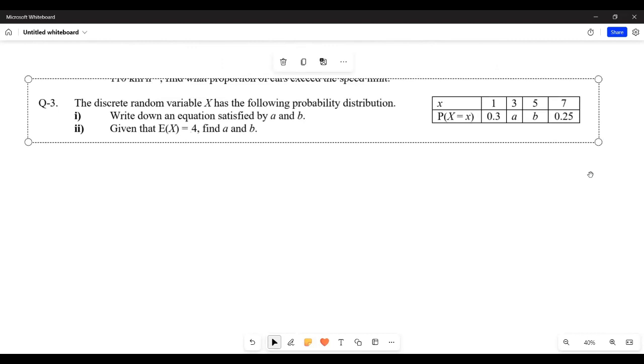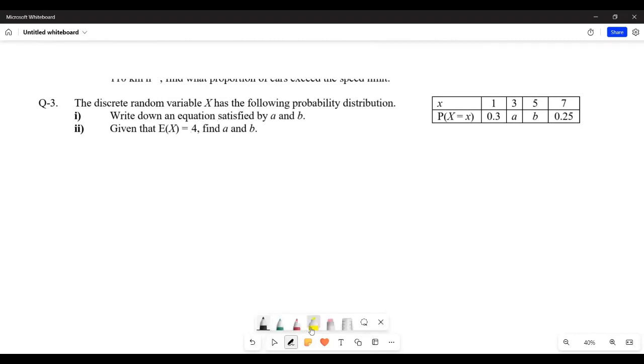A discrete random variable x has the following probability distribution. So the probability distribution is already given to you. Like in question number 1, we had to construct the table on our own. Here it's an easier version of that question where the probability distribution table is already given. Write down an equation satisfying A and B.